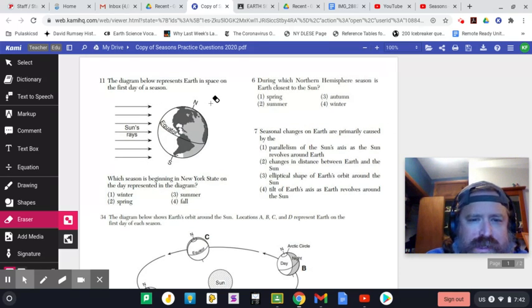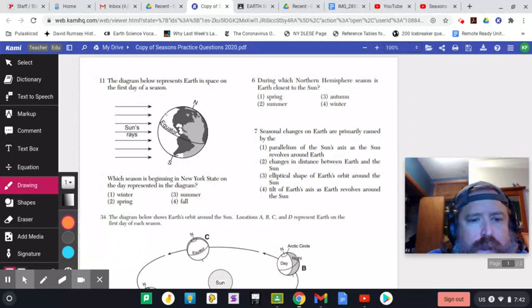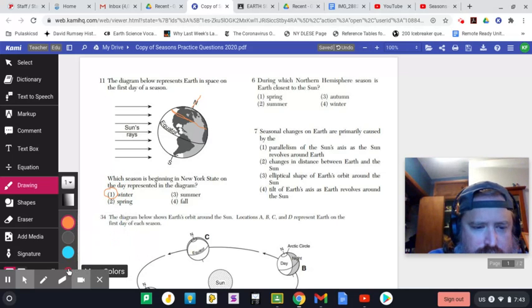The diagram below represents the Earth and space on the first day of a season. Which season is beginning in New York State on this day? What are we going to write with? Orange today. We're at about this latitude right there. You do have to recognize about where we live. It's right about up here. Or just the idea that the North Pole is leaning back away from the sun's rays. Both of those. And we're mostly dark with a little bit of light, and the sun's at a low angle. All of those signs point to winter.